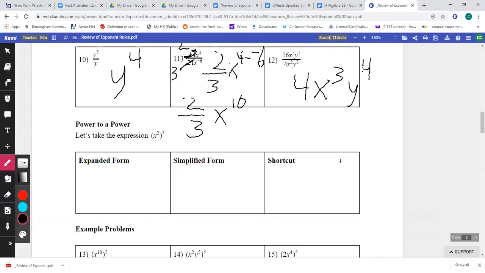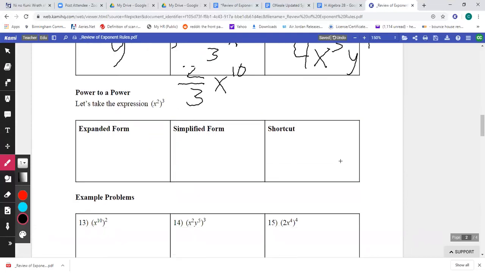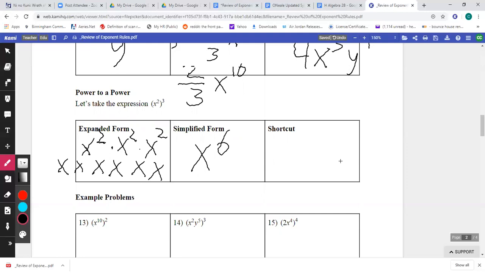Now the next property is power to a power. So if we go ahead and look at this, x squared to the 3rd, in expanded form, it means we have 3 x squares. And so that means, because x squared is just 2 x's, I have a total of x to the 6th.